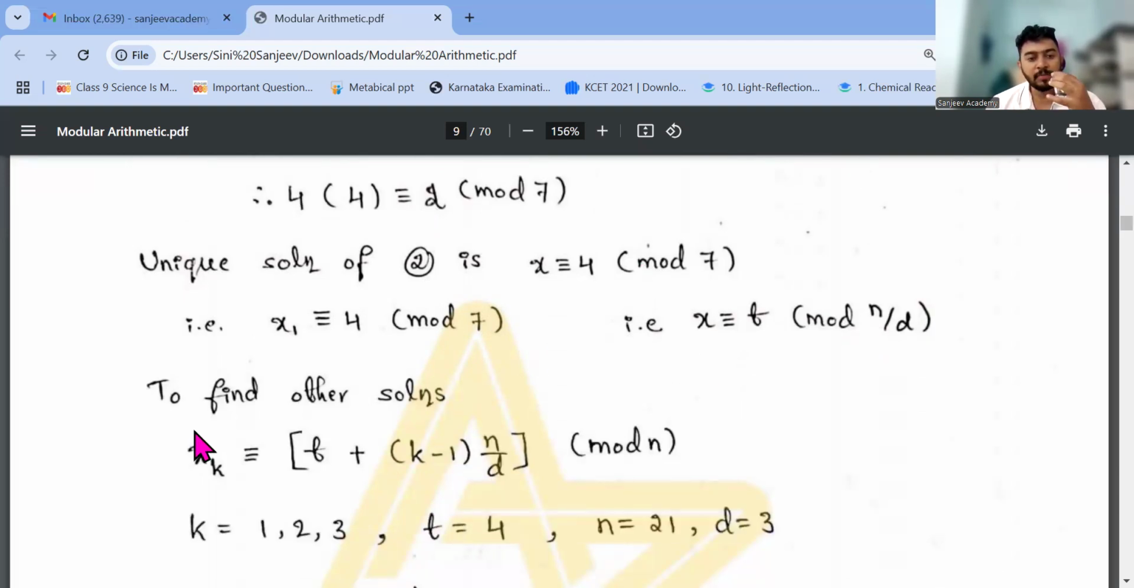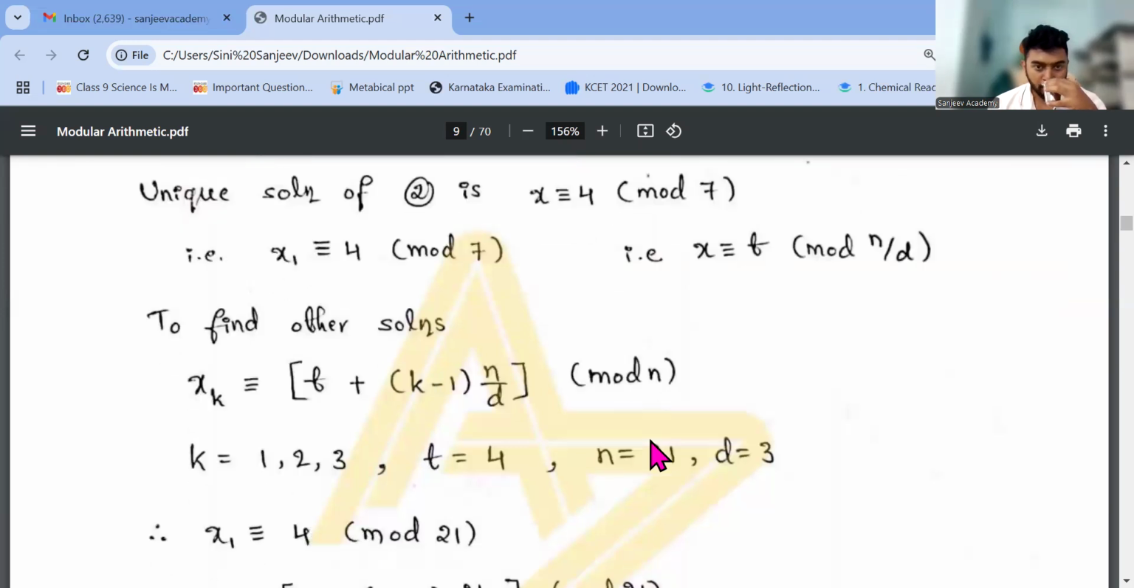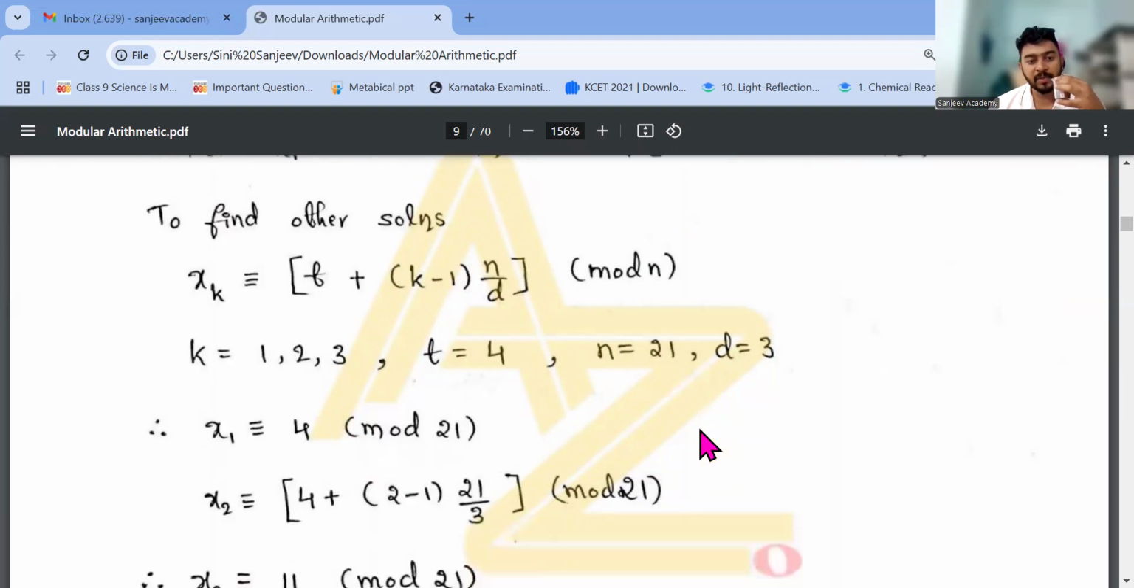So to find other solutions, xk is equal to t plus k minus 1 into n by d mod n, sorry. k is equal to 1, 2, 3, t is equal to 4, n is 21 and d is equal to 3, which we already got. So x1 is nothing but what? 4 mod 21.